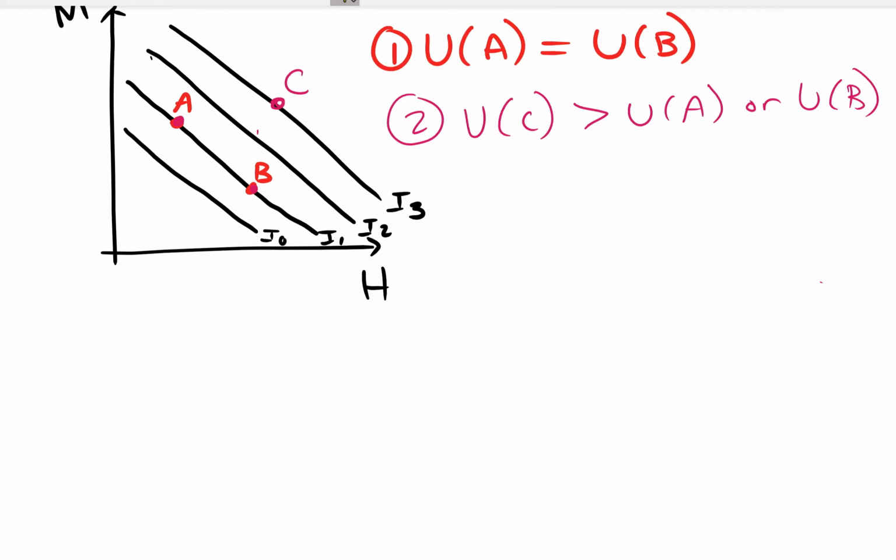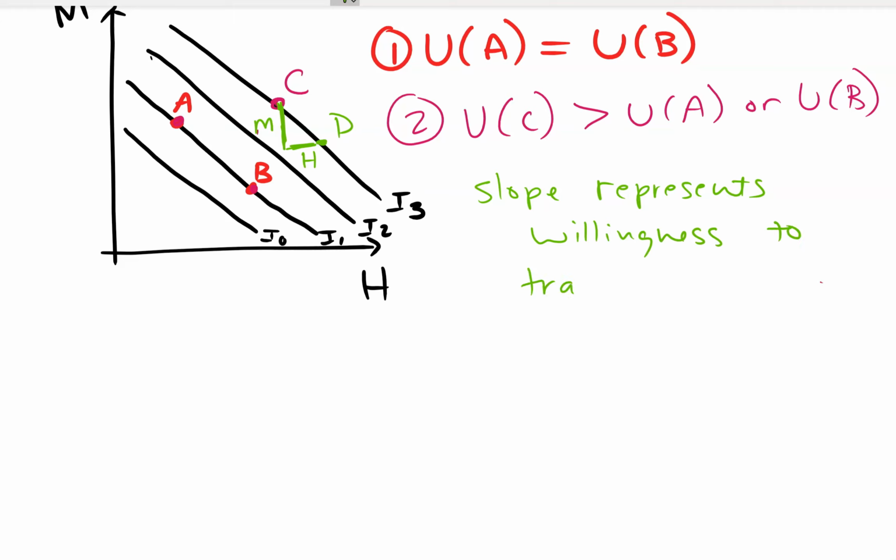And then the third thing is we can see the trade-off. So let's say we go from C to point D. Okay, so you're giving up some market goods and you're getting some home, right? So then this slope represents the willingness to trade off. Okay, so that's the third thing we can get. The slope represents willingness to trade off or substitute the two goods. So they're giving up a certain amount of market goods and getting a certain amount of home goods, right? And it's in this ratio here.